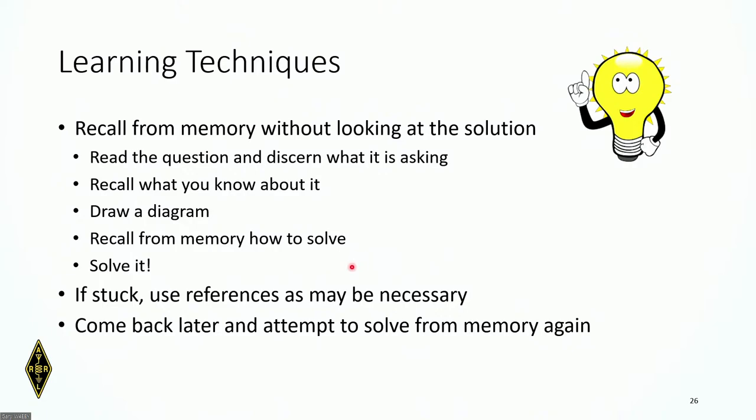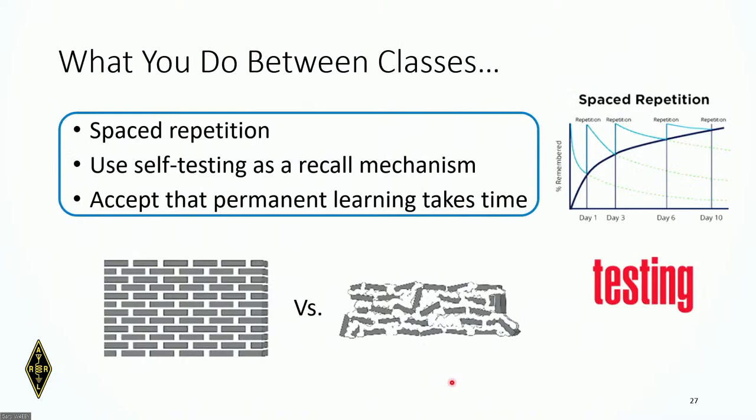If you get stuck, go ahead and use your references as necessary. Come back and try it again another day and try to get through this without any helps. This is part of the recall process. It will really help you cement the stuff into your mind, build that solid brick wall. So between classes, we need to do spaced repetition, reviewing the material, use self-testing as a recall mechanism, and accept the fact that it's going to take some time. You're going to get it wrong the first time that you try to do it on your own. That's okay. Work through it, get it, and try again during another session. You want this versus this. So spaced repetition and testing are keys to getting this stuff.